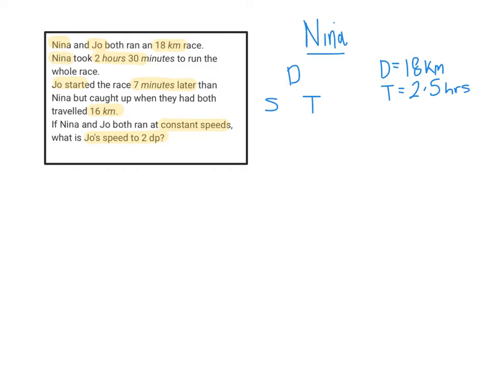So that means I can find out Nina's speed. And to do that, I need to cover up the speed. And that tells me what I want to do. So I want to do distance divided by time. So that's 18 divided by 2.5. If I put that in my calculator, I get 7.2. And that's kilometres per hour.